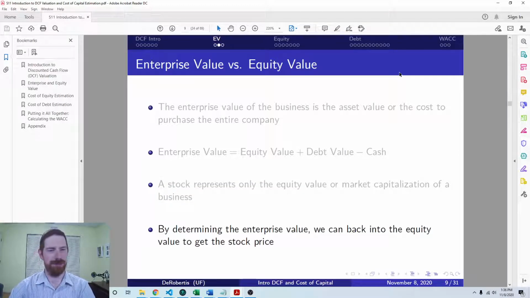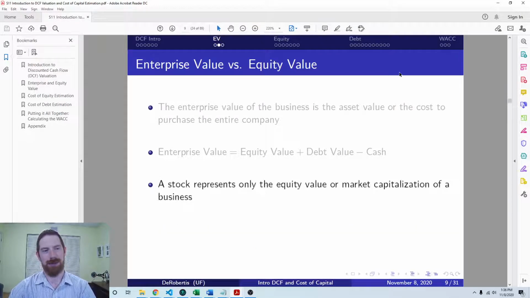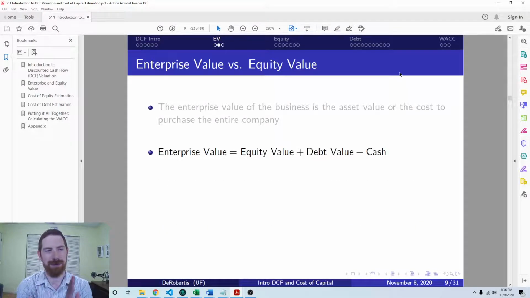So we can use this same formula to back into the equity value. You do a little bit of algebra, flip this, and we would have equity value is equal to enterprise value minus debt value plus cash. And that's what you can use in the DCF model to back out the equity value.